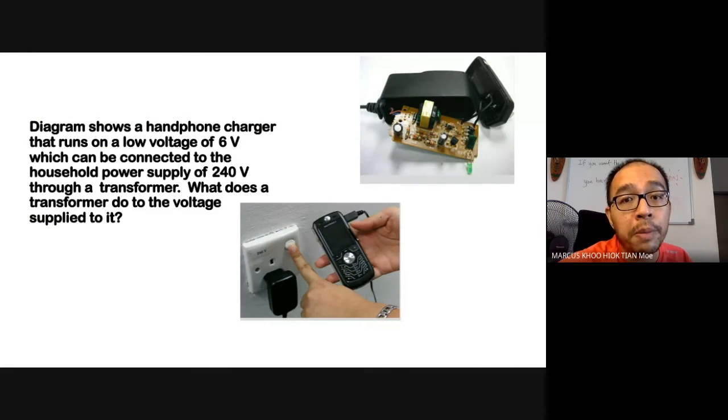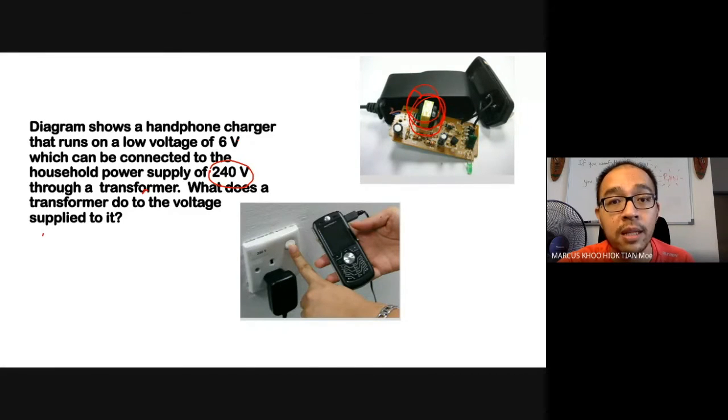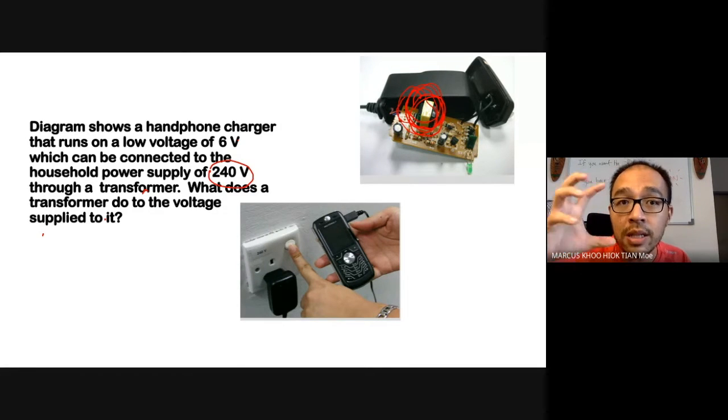Okay, so when we open a charger, we will actually see this component in there. This is a handphone charger that runs on a low voltage of 6 volts, which can be connected when you connect it to a 240 volt supply through a transformer. So what does a transformer do to the voltage supplied to it? This is actually a transformer that is inside all your chargers, inside your charger, inside your USB, depending on which one this is. But standard chargers, that's why the chargers are big, because there is a need for a transformer in there.